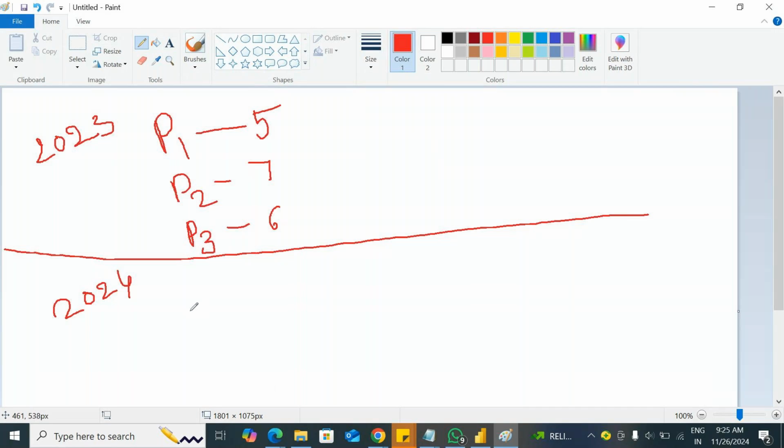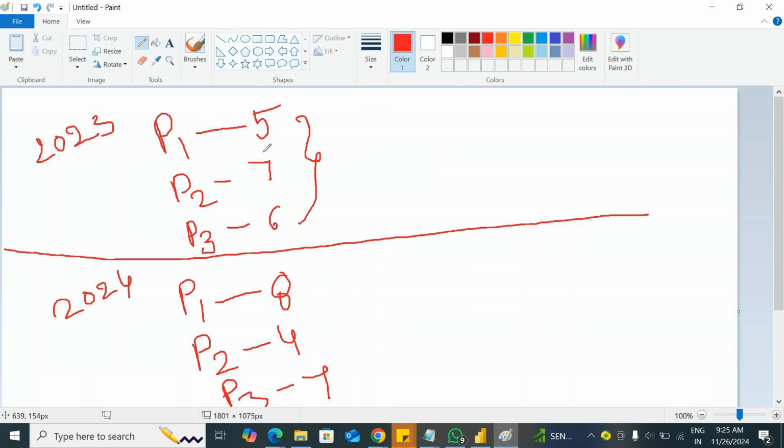Whereas in 2024, we have P1 as 8, P2 as 4, and P3 as 7. So the overall sales of 2023 is 5 plus 7 plus 6, which is 18. The overall sales of 2024 is 19.